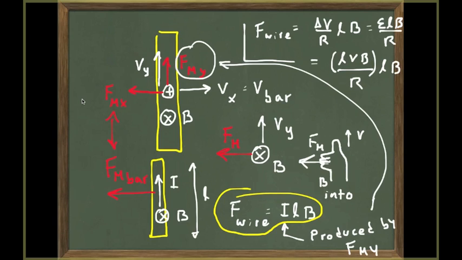So the magnetic force that is pointing this way, right? on that bar, that magnetic force is going to have the following magnitude. The current, which is LvB divided by R, multiplied by LB.